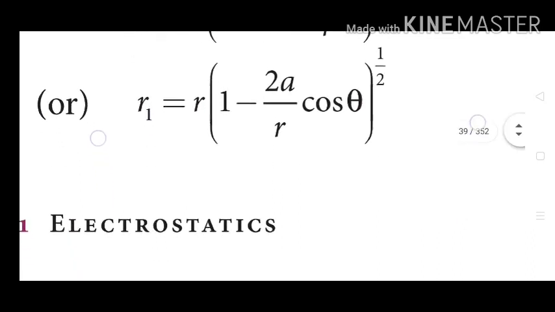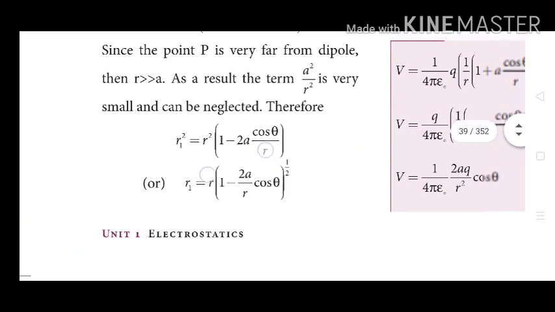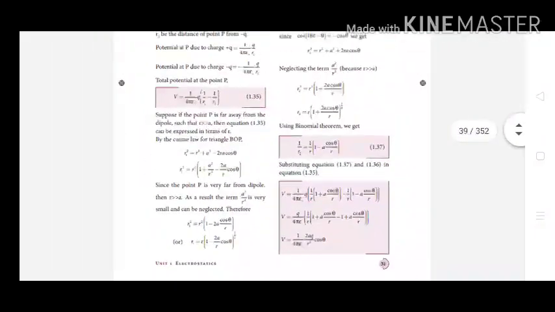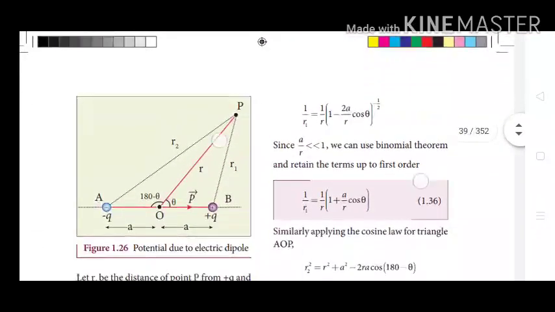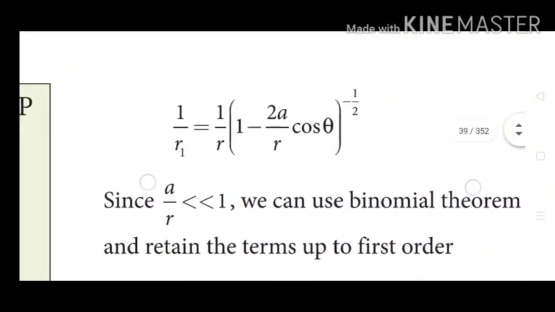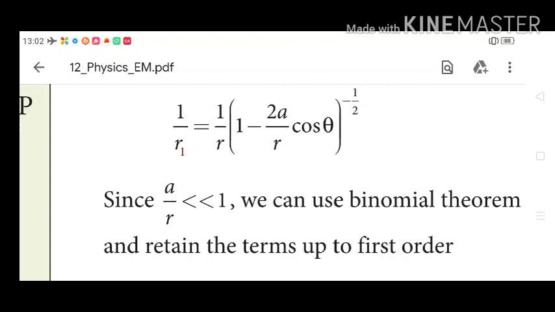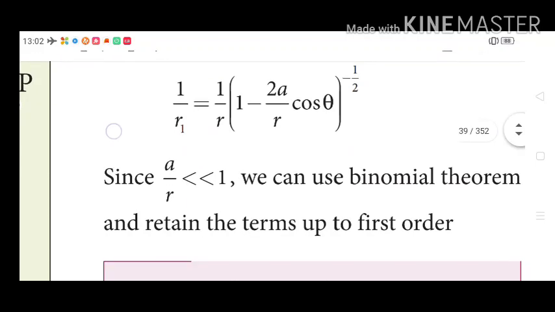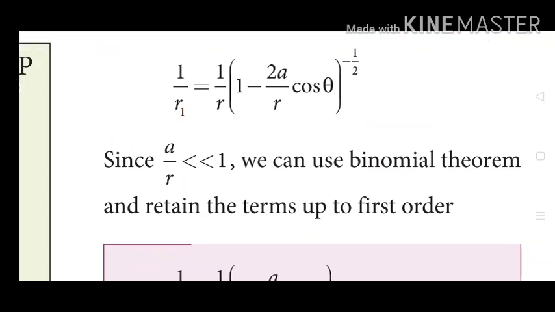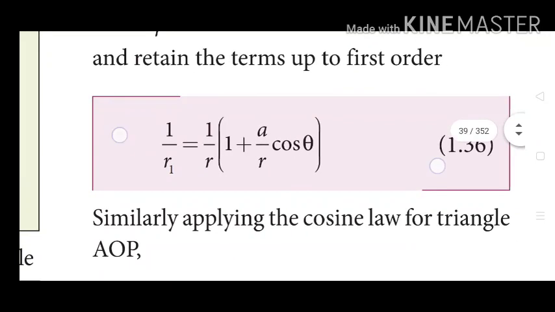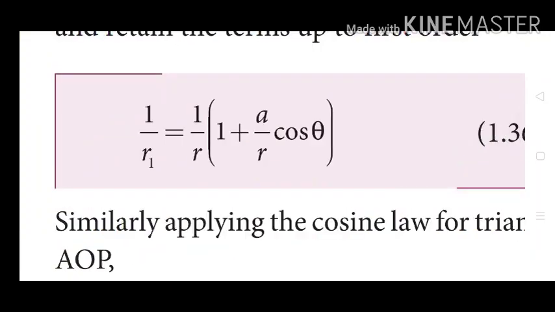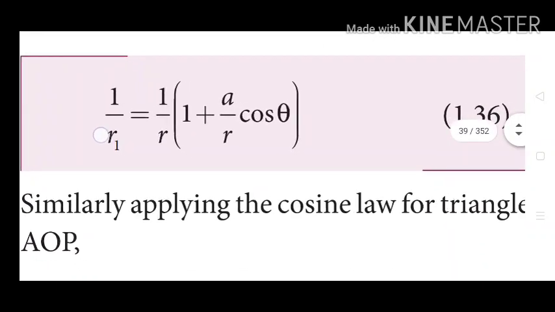Now we should take the root. R1 is equal to R times (1 minus 2A by R cos theta) to the power of half. So now we will get 1 by R1. 1 by R1 is equal to 1 by R into (1 minus 2A by R cos theta) to the power of minus half. Since A by R is very much less than 1, the binomial theorem can be used. We retain terms up to first order; the next order terms are valueless, so they are neglected.